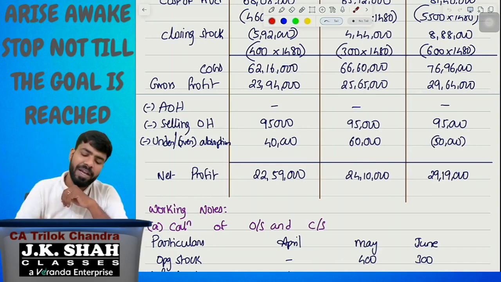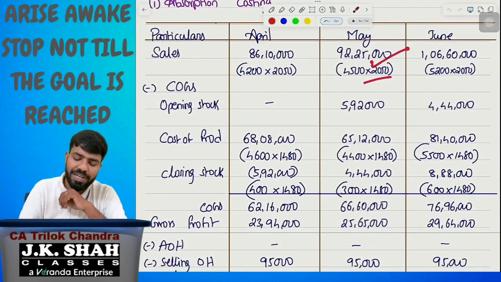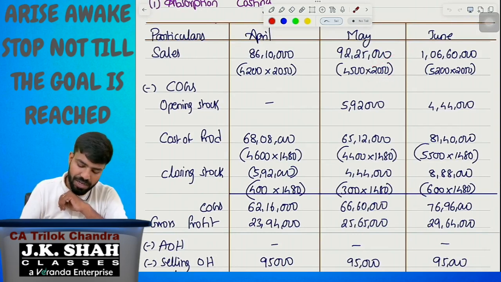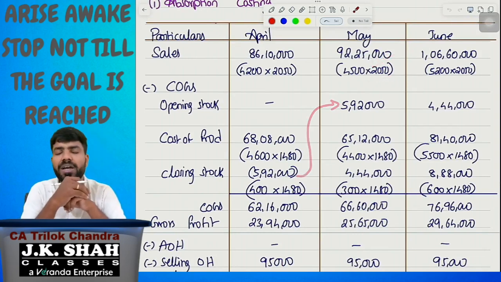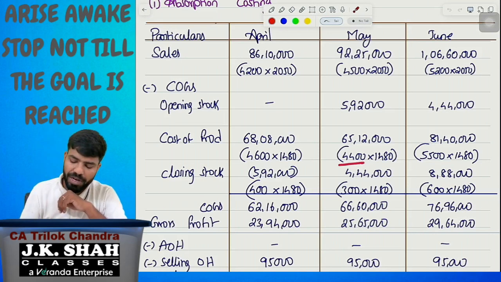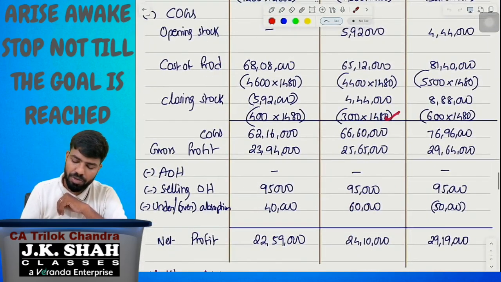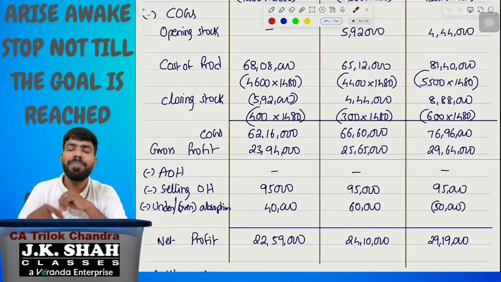In the month of May, again the same story. 4,500 is the sale units at 2,050, which is 92,25,000. Last month's closing stock becomes the opening stock. Production is 4,400 at the rate of 1,480, 65 lakh 12,000. Closing stock is 300, so 300 into 1,480 is deducted, and we get 66 lakh 60,000 as the cost of goods sold. Gross profit is 25 lakh 65,000. Administration overheads is 0. Selling overheads is 95,000.